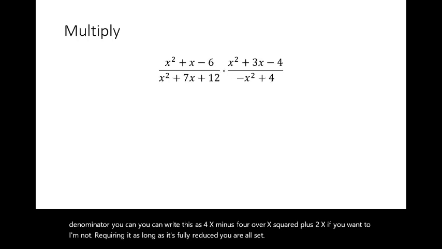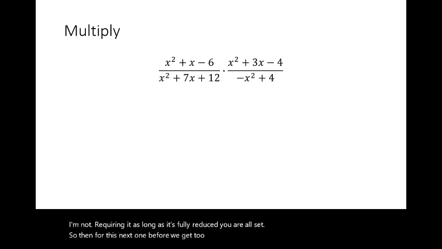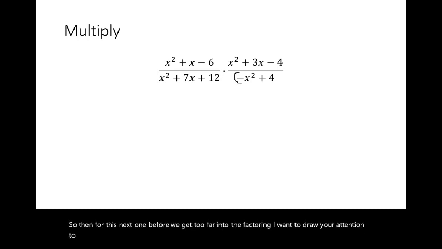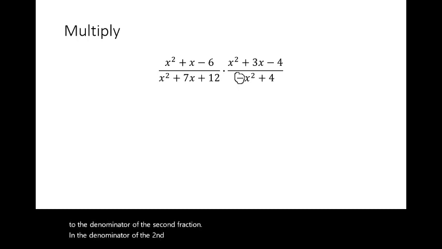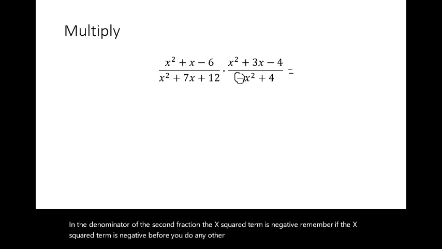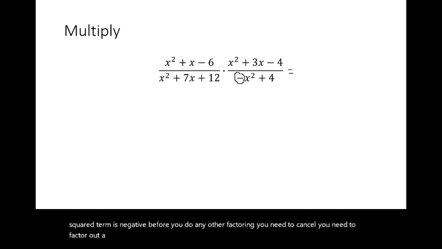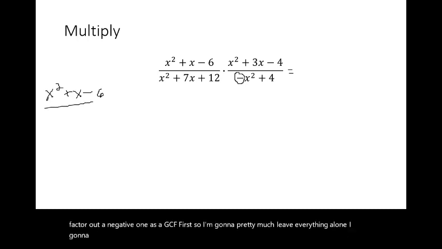So then for this next one, before we get too far into the factoring, I want to draw your attention to the denominator of the second fraction. In the denominator of the second fraction, the x squared term is negative. Remember, if the x squared term is negative, before you do any other factoring, you need to factor out a negative 1 as a GCF first. So I'm going to pretty much leave everything alone. I'm going to just do one thing at a time.